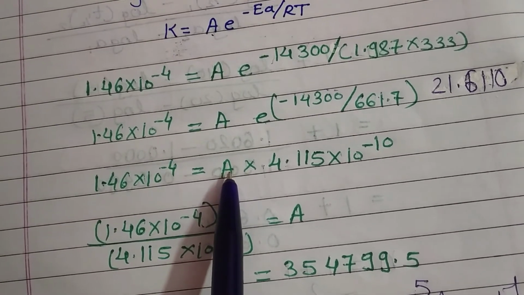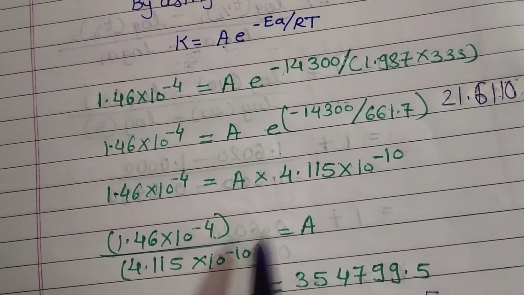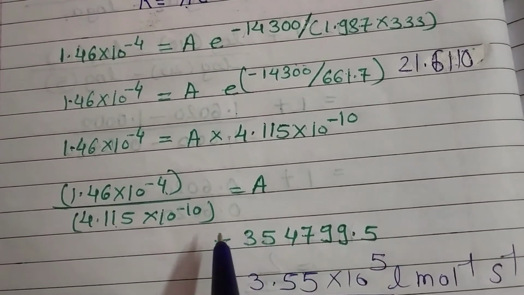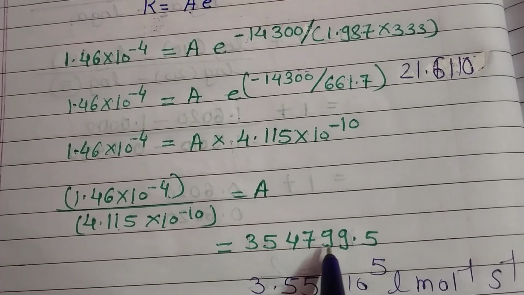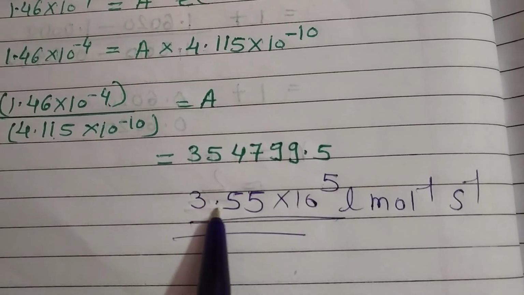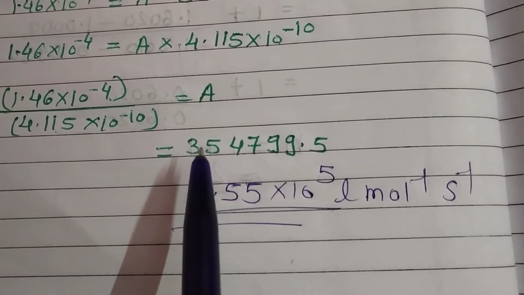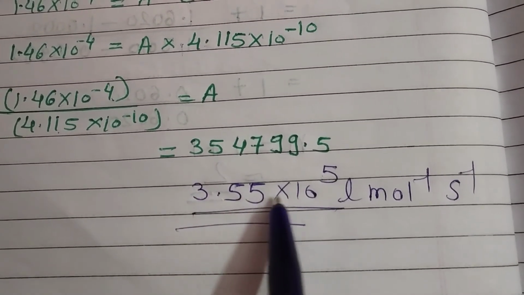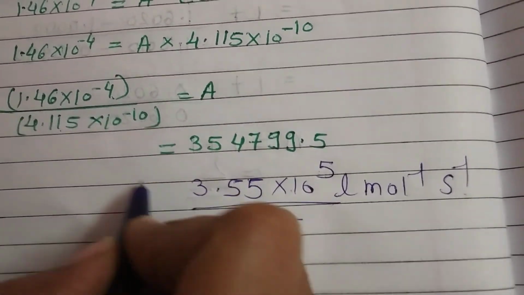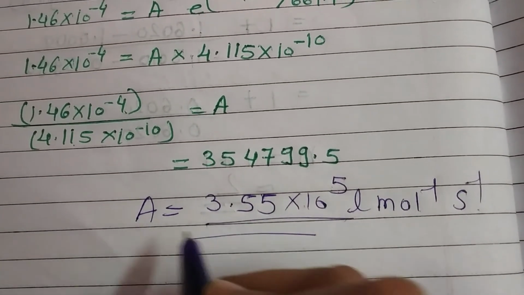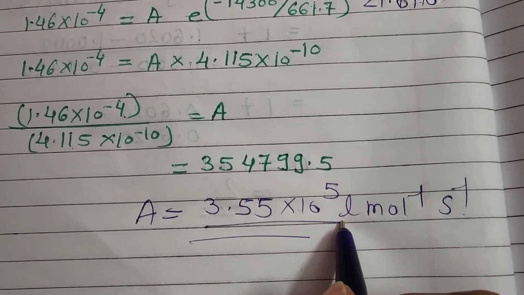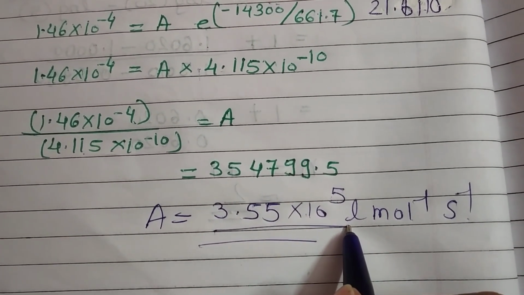While calculating A, that is the frequency factor, we have to divide K, the rate constant, by this term, and when we divide, we get the answer 354799.5. We can also round off this figure, that is 3.55 into 10 to the power 5 liter mole inverse second inverse. So this is our final answer, the frequency factor, and its unit is most important, that is liter mole inverse second inverse. So here our numerical is completed.